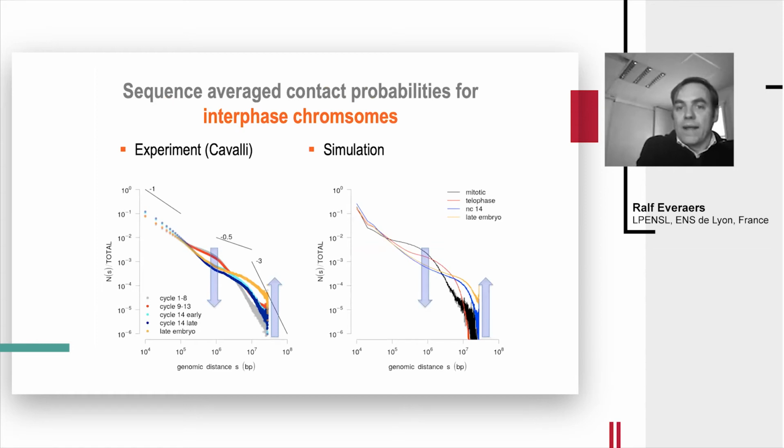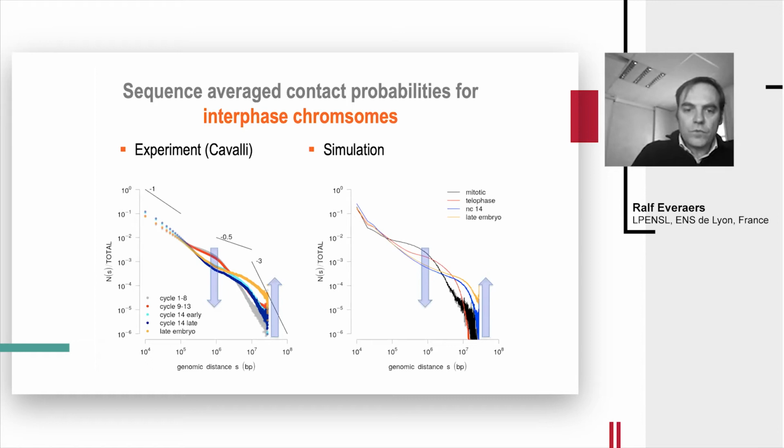So what happens during decondensation, or I mean, what's the difference between the initial structures and the structures that we observe during interphase? So again, here you see sequence average contact probabilities. On the left-hand side, you see data from the Cavalli lab. On the right-hand side, you see what we see in the simulations.